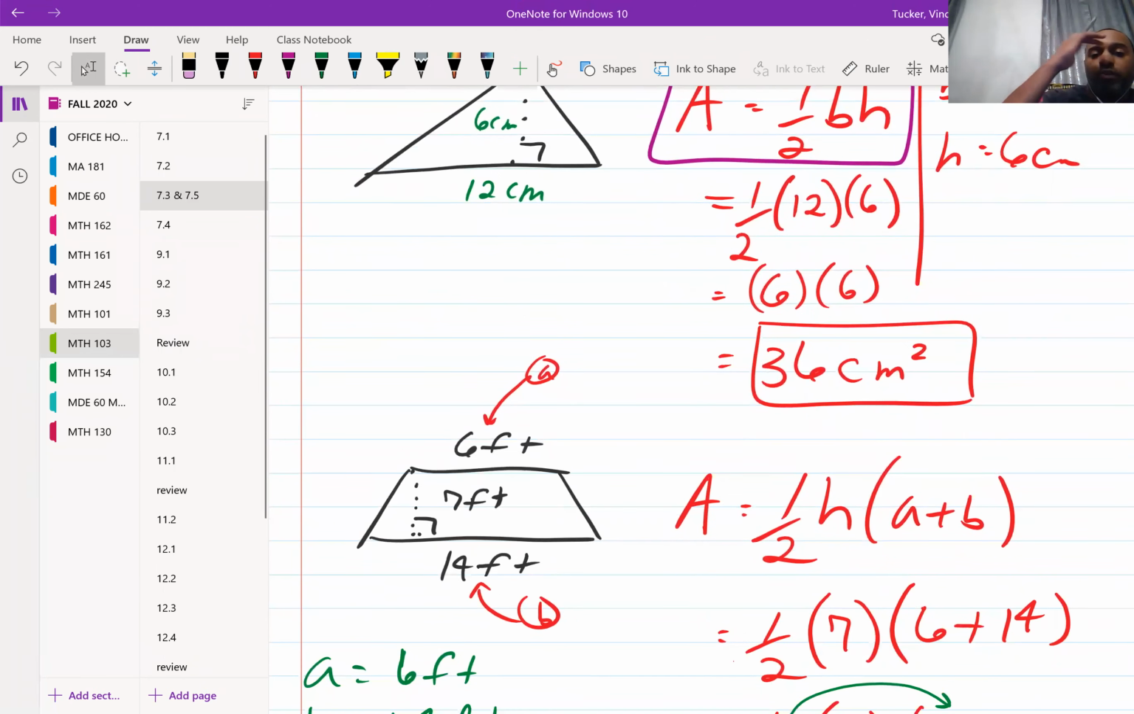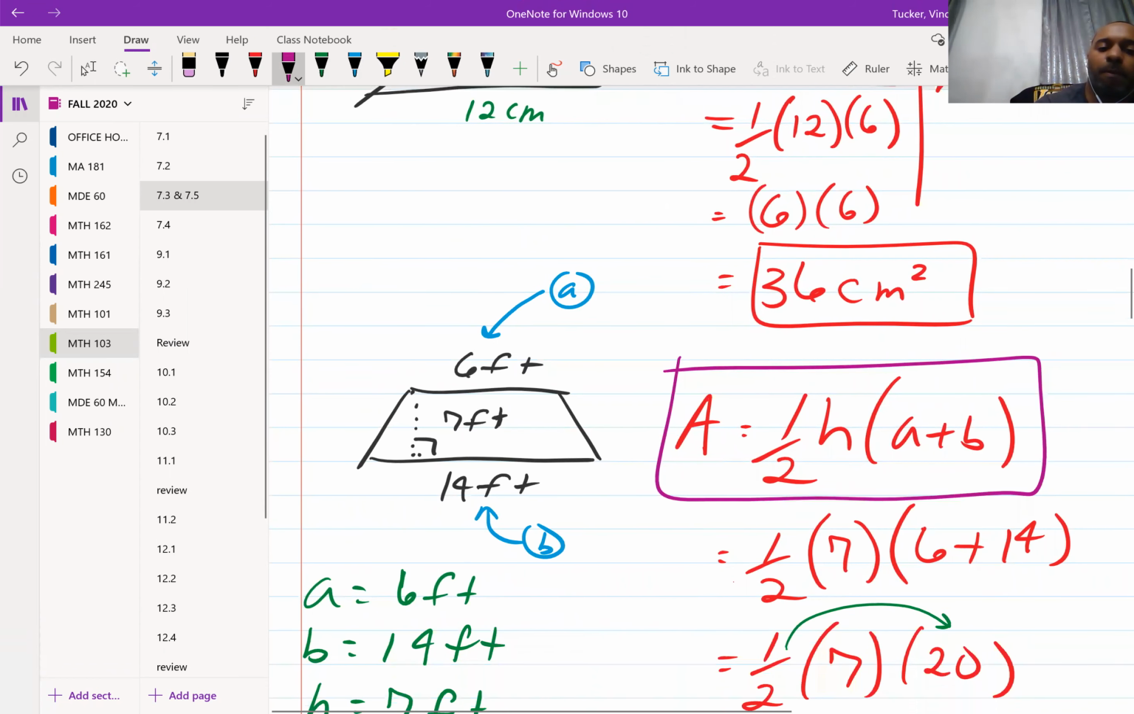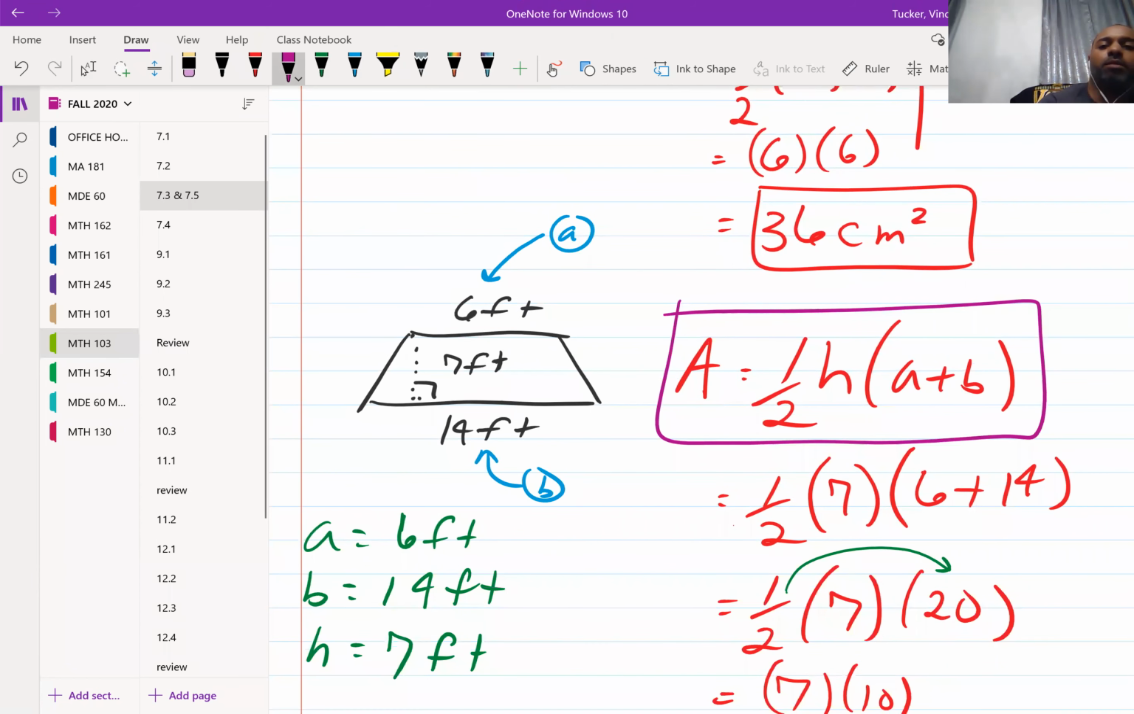Next one, find the area of the trapezoid. I don't want this to be red. I want this to be blue. All right, so the formula for the area of a trapezoid is 1/2 h times a plus b. So normally this top, A and B are interchangeable, but normally they give the top side as A, bottom side as B. So plug that into the formula.